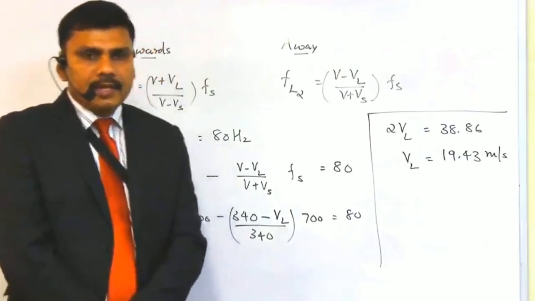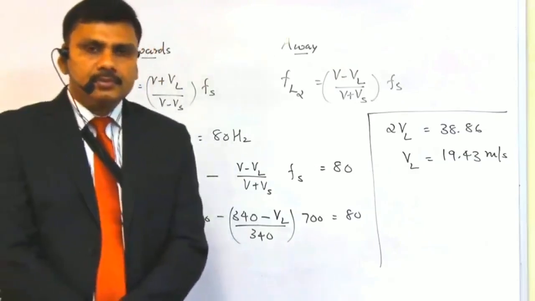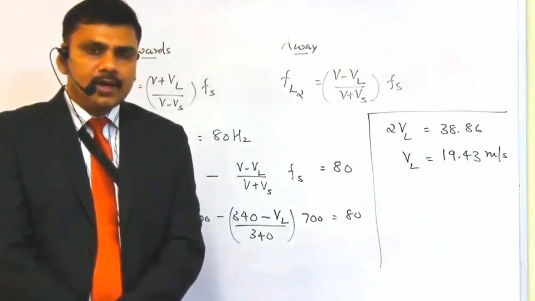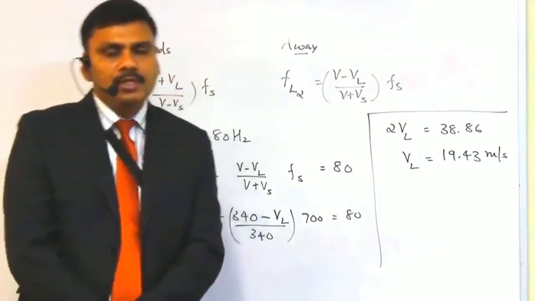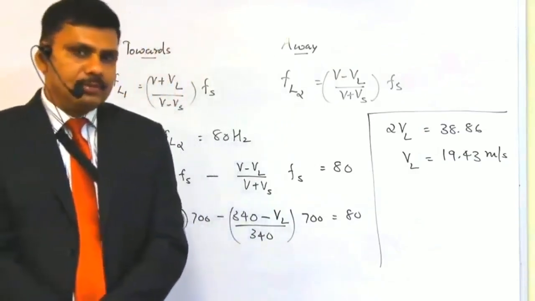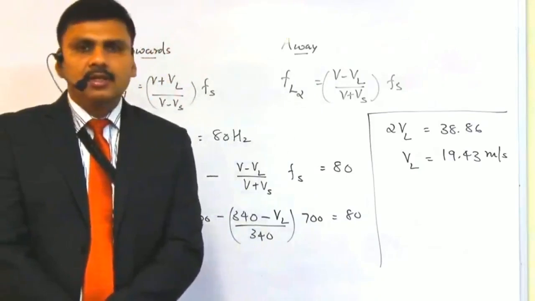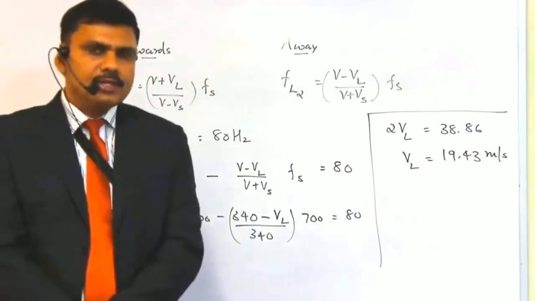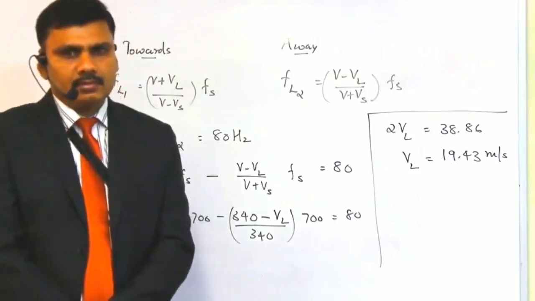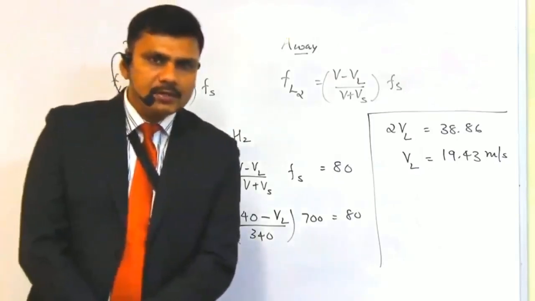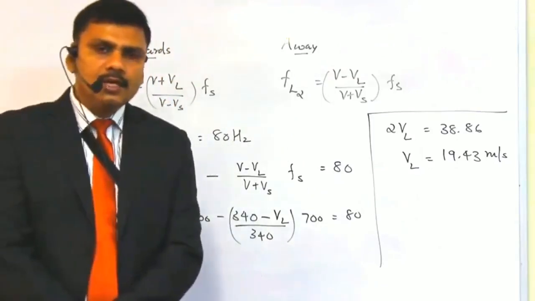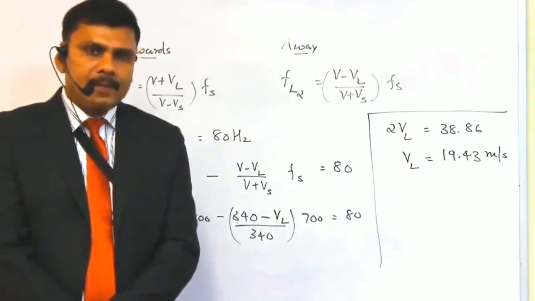In the second numerical problem, the first question is, what is the phenomenon explained in the question? The phenomenon explained in the question is the Doppler effect. What is the definition of the Doppler effect? It is the apparent change in the frequency when there is a relative motion between the source of sound and the listener.